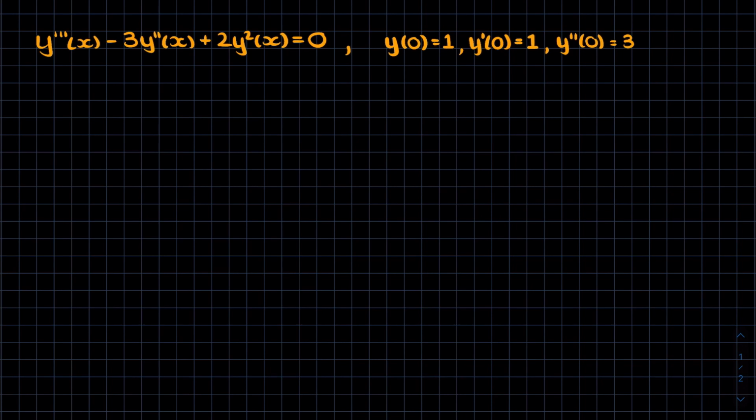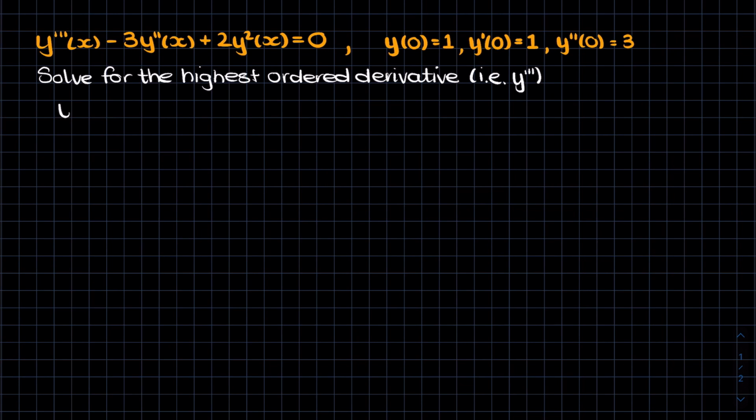Today we're going to be recasting a nonlinear higher order ODE into a first order system of equations. This method also works for linear ODEs as well. The first thing you should always do is to solve for the highest order derivative. In this case, it's the third order derivative of y. So we get y triple prime of x equals 3y double prime of x minus 2y squared of x.